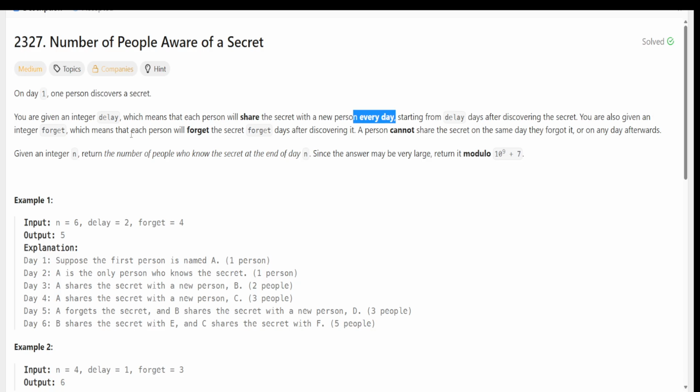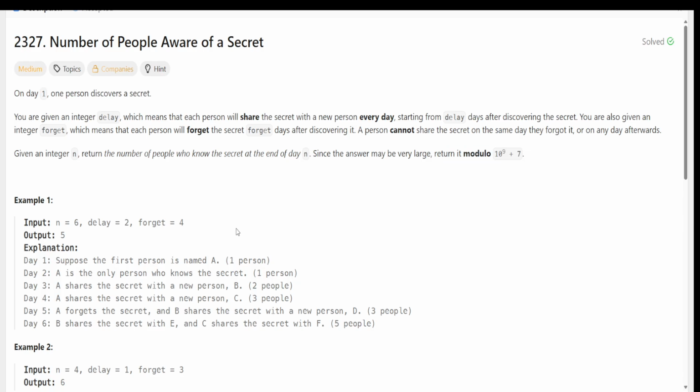You are also given an integer forget, as you can see here, which means each person will forget the secret forget days after discovering it. Okay, so a person cannot share the secret on the same day they forget it, or on any day afterwards. So we are given an integer n, and we have to return the number of people who know the secret at the end of day n. Since the answer may be very large, return it modulo. Okay, we have to take the modulo of the result and then return.